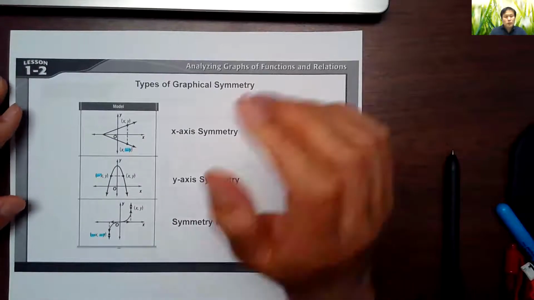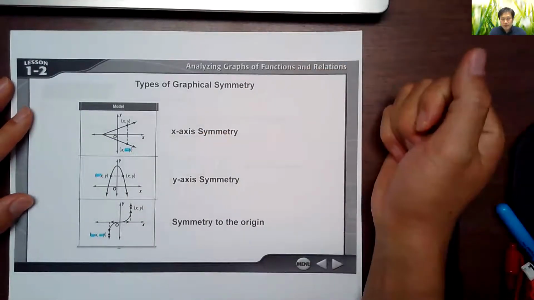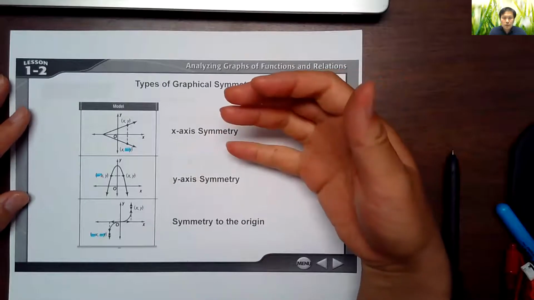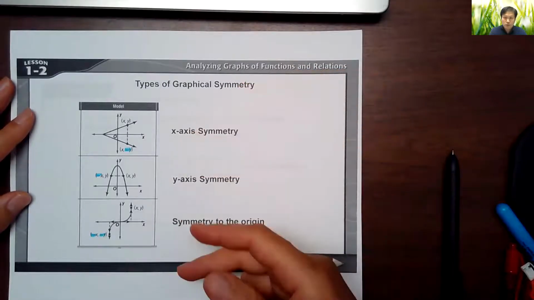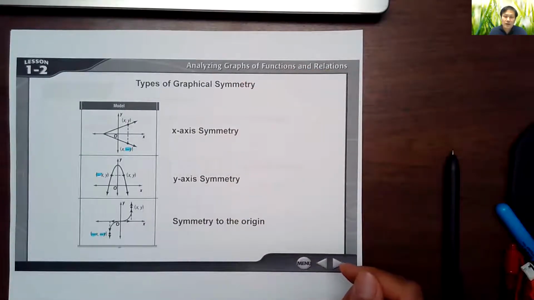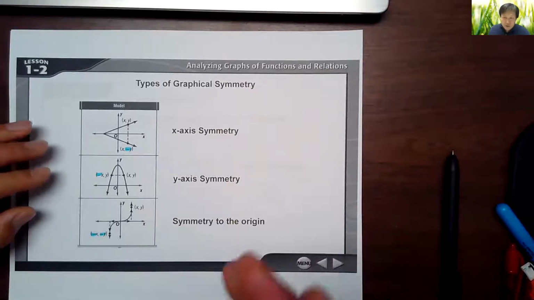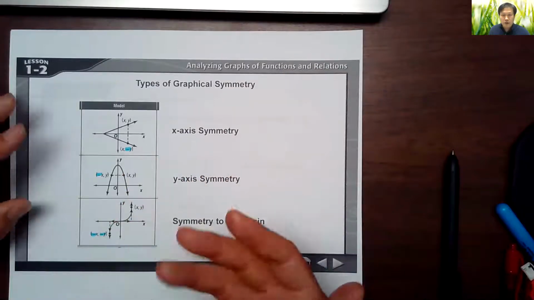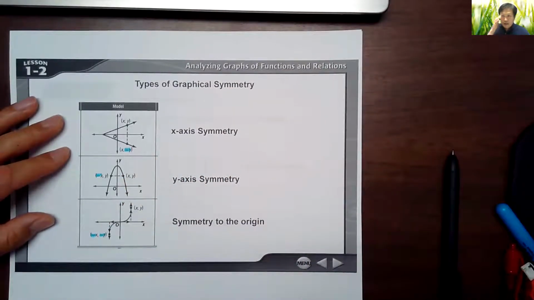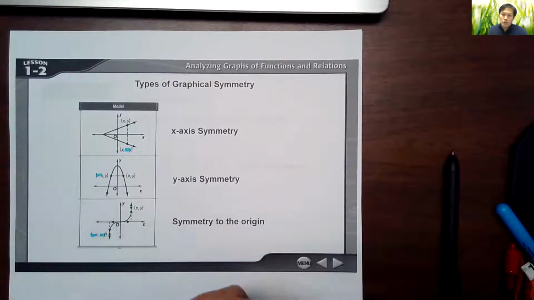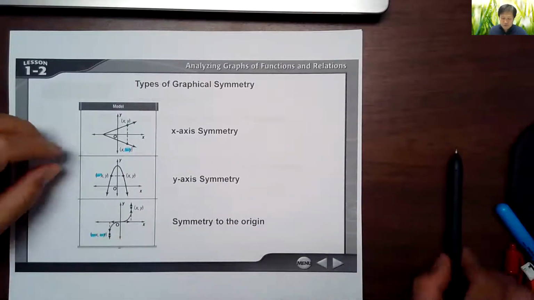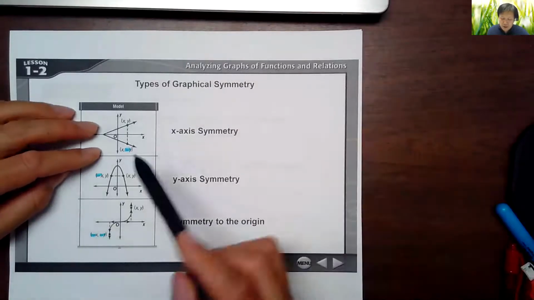Okay, so it could be one of those symmetries, or it could be none of those symmetries. Some graphs may not have any symmetry available. One thing you have to notice: recognizing symmetry from a given graph is fairly simple, as you can tell. There's more to it. When you try to show this symmetry algebraically, you need to notice this.